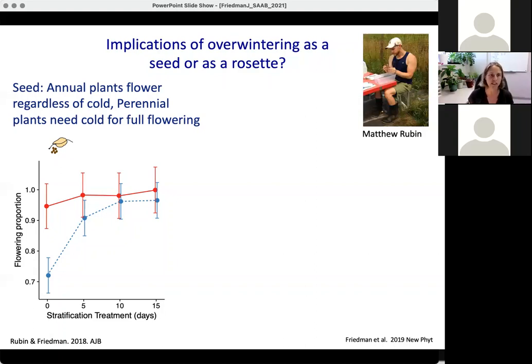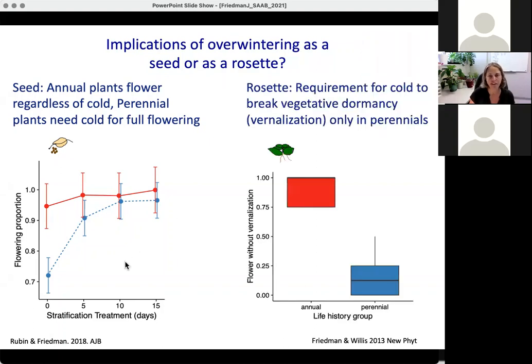And then we were also interested in looking at the same effect on the rosette, so the vegetative plant. What's the requirement for cold to break dormancy and induce flowering for these groups? And somewhat similarly, we found that the annuals flowered regardless. Again, even if they're in the wrong environment, they just flowered because it was their one shot. While the perennials had significant reduction in flowering if they did not receive vernalization or cold at the rosette stage. So this is a really clear difference between the groups.